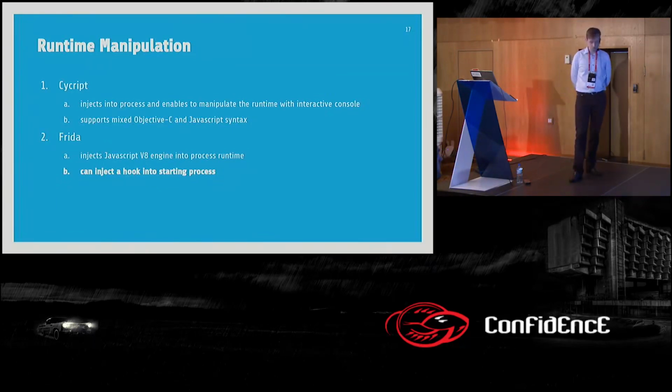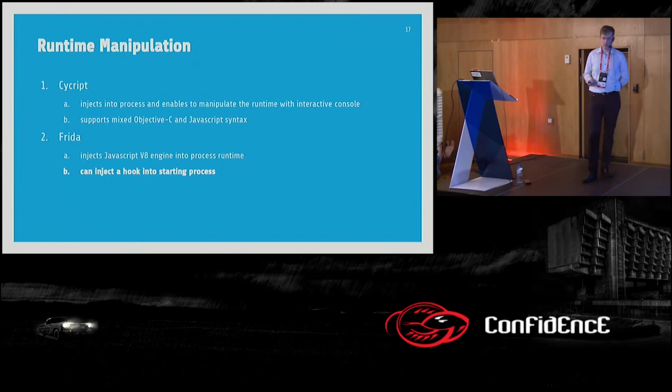One is Cycrypt. It basically injects into the running process, into the running application, and it gives you an interactive console, and you can interact with the application from the console. You can actually pass messages to methods with this command line. Frida does something similar, however, in a completely different way. The main difference for us is that Frida can inject with a hook into a starting process.